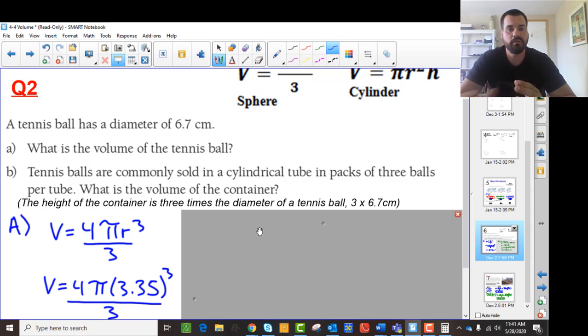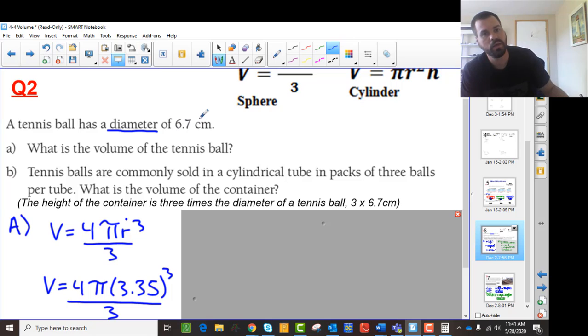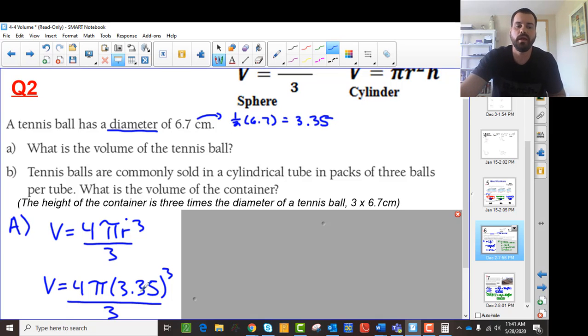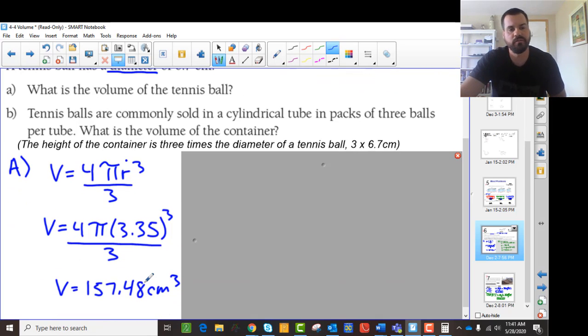So in order to find the volume of the tennis ball, we're going to use the volume of a sphere. But the volume of a sphere formula uses r, right, the radius. And this gave us the diameter, okay, not the radius. So we have to take half of that 6.7. And if you do that, you get 3.35. Okay, and then you put that into your formula, and you'll get a volume. It comes out to about 157.5 or 157.48.